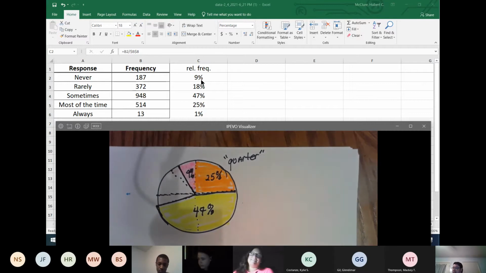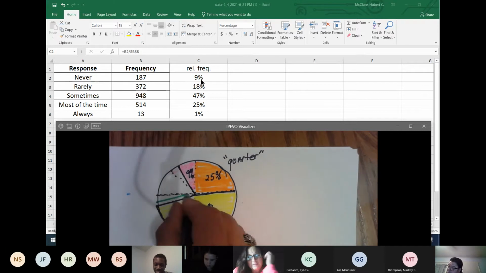Now, if this is 47%, somebody tell me what this little slither right here is. Is it 1%? Nope. It's 47, and we know that line's 50. So 3%. So I'm going to take a little slither of that 3%, and that's going to be 1%. And I'm going to do that in green.